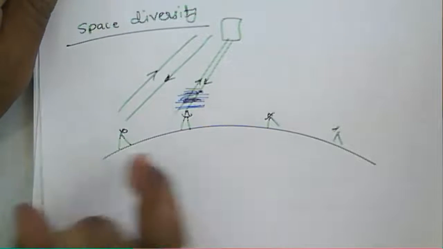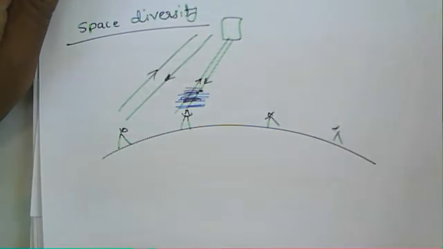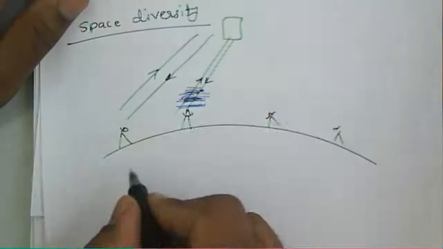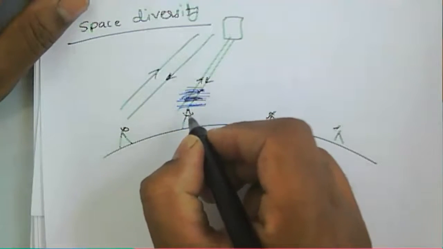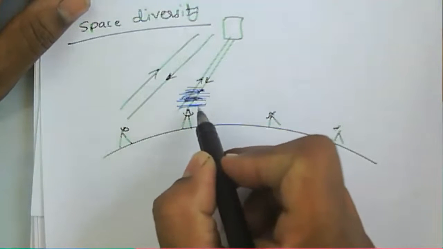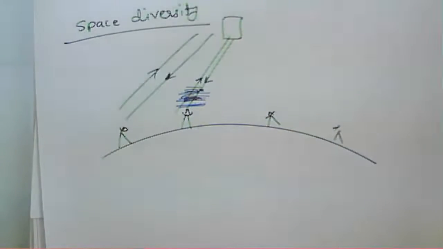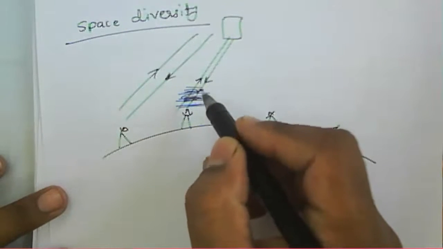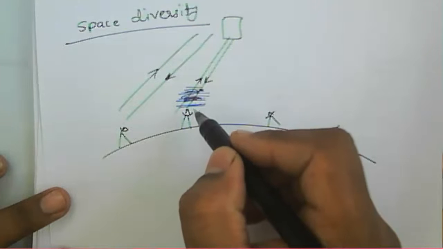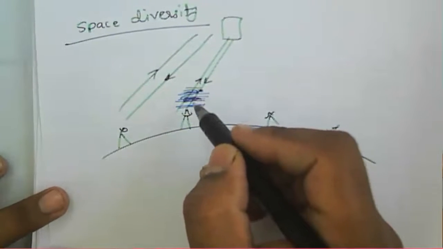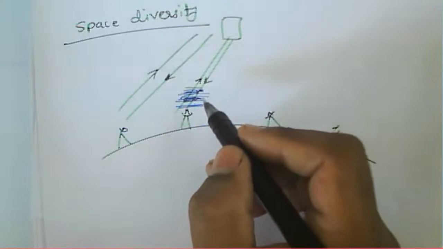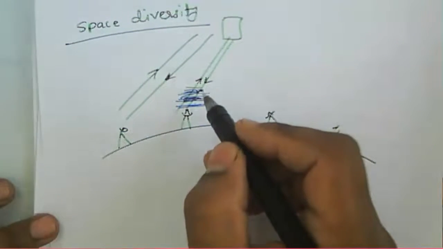These two different Earth stations will receive the signal, and because of the rain, the signal received by this particular Earth station may be delayed, or we can say that there may be attenuation of this particular signal.